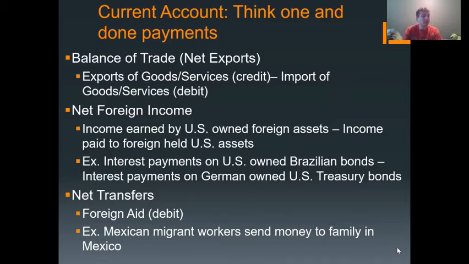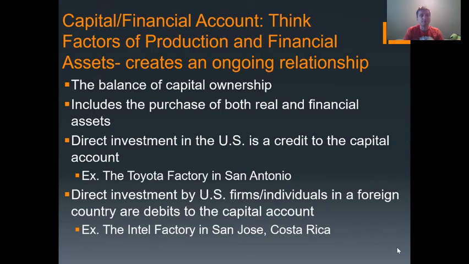Net transfers are also going to be under the current account, and this is literally just sending money abroad. So foreign aid, that's a debit. That's money getting sent abroad. Mexican migrant workers sending money to the family in Mexico, that would be a net transfer. If you have a job in another country and you send money home, that is going to be a credit to wherever you're sending the money to.